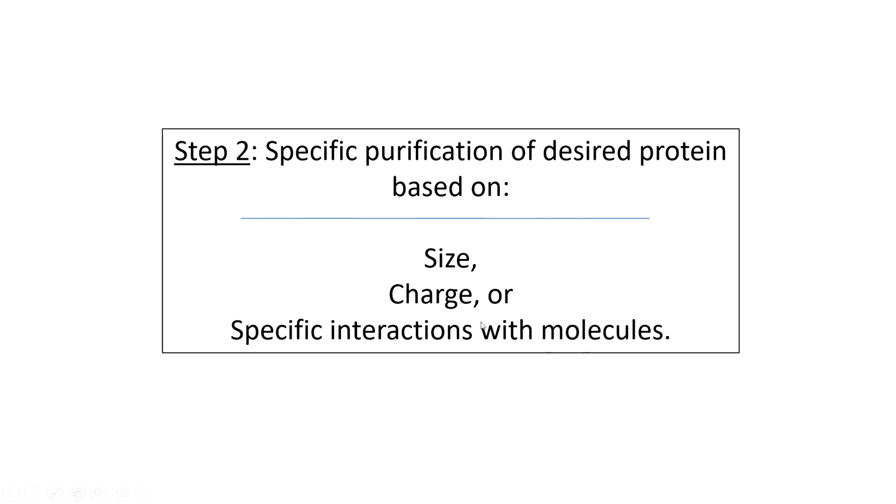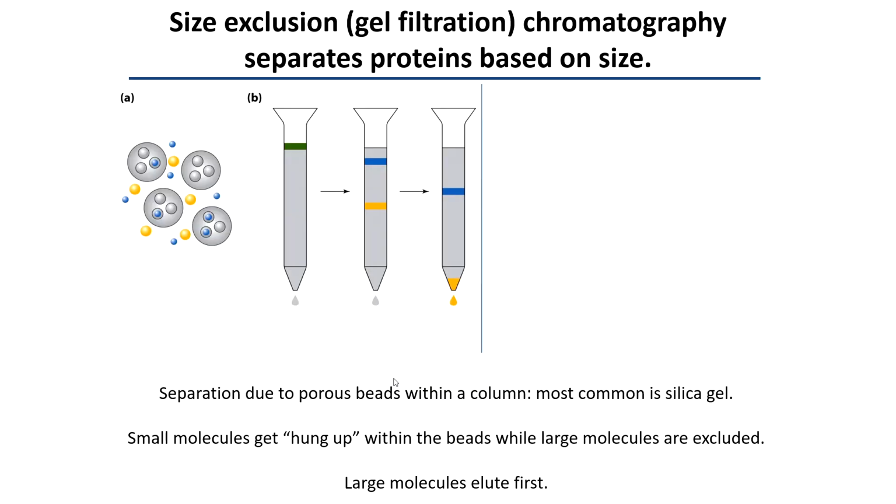So let's look at how we can do this based on different sizes of molecules, different size proteins, different charges, or if they are proteins that bind to specific ligands, we can use that characteristic to purify them as well. Let's first look at chromatography methods that separate based on size.